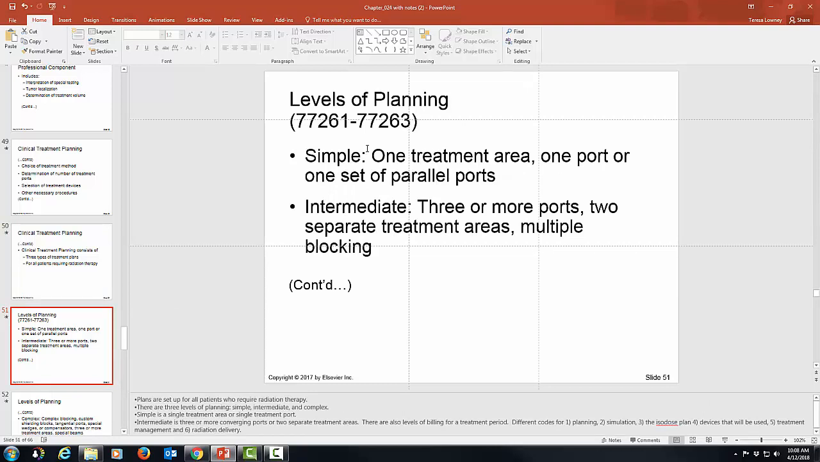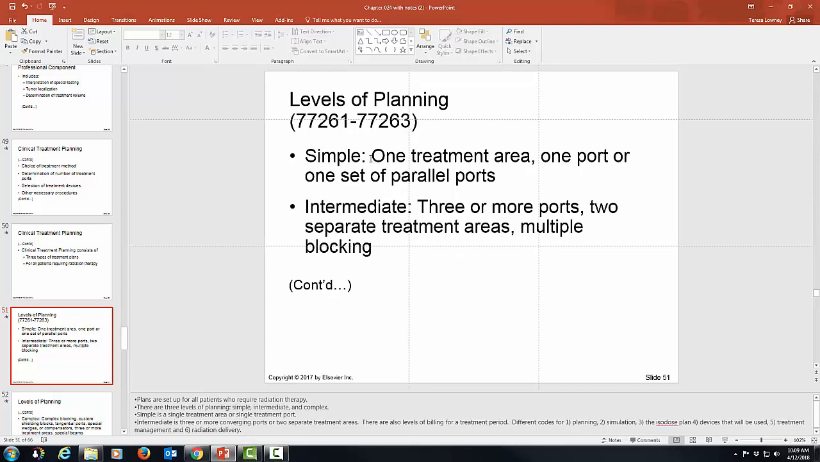There are codes for 1, planning, 2, simulation, 3, the isodose plan, 4, the devices that will be used, 5, treatment management, and 6, radiology delivery. So all of these things add up, and that's why this kind of treatment is so terribly expensive. So that's the levels of billing, but here are the levels of planning.